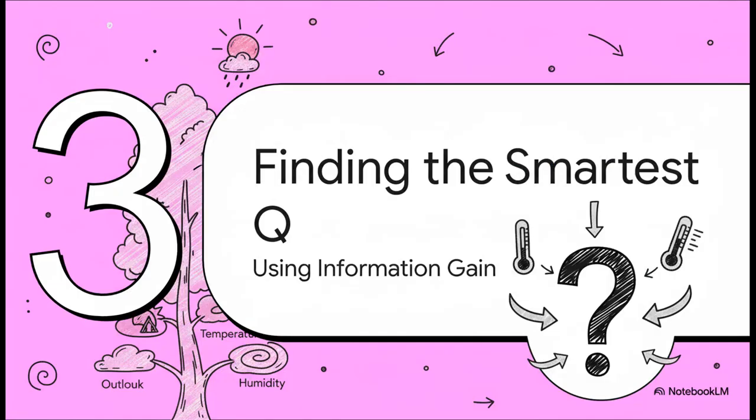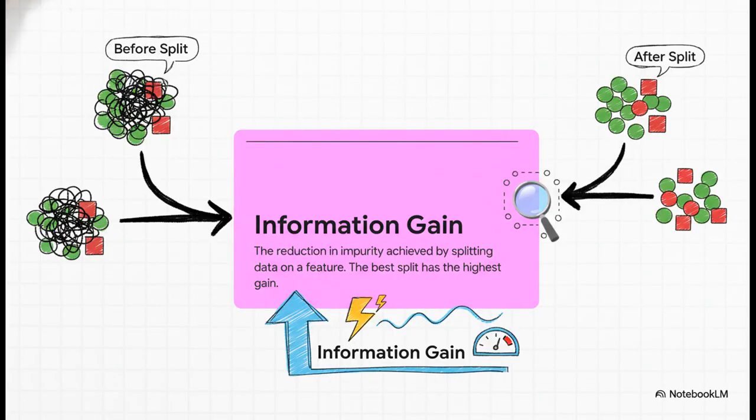All right, now for the most important first step. How does the tree pick which question to ask first? Out of outlook, temperature, or humidity, which one is going to give us the most bang for our buck? We need a way to find the smartest question. And this is where information gain comes in. It's just a way of measuring how much a single question helps us clean up the data. The tree basically runs a little experiment for each feature.